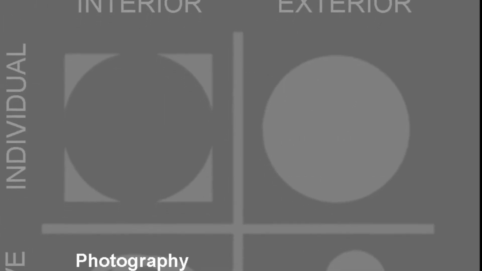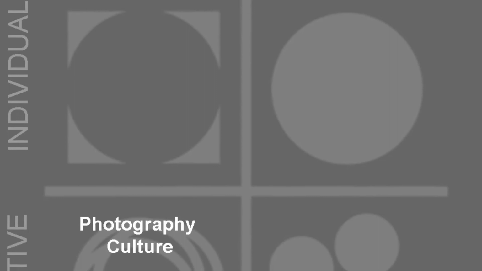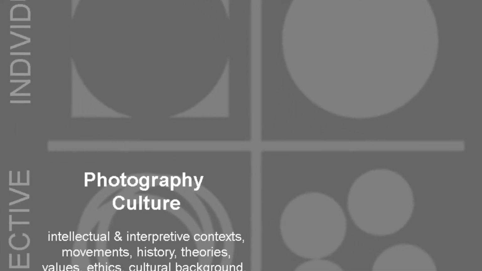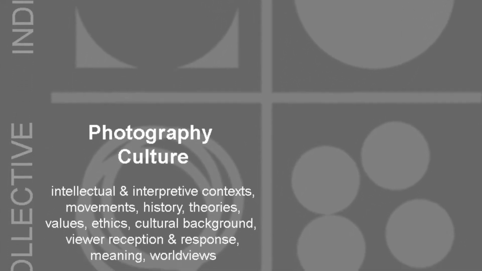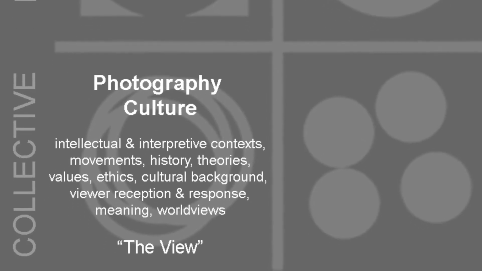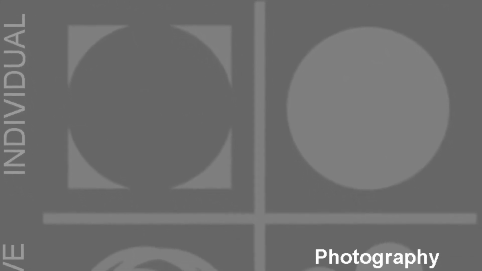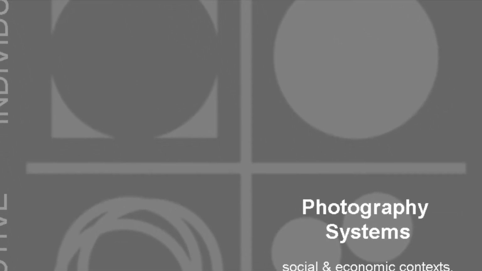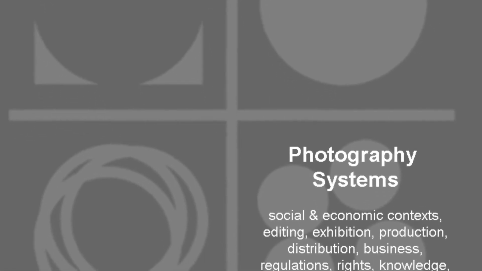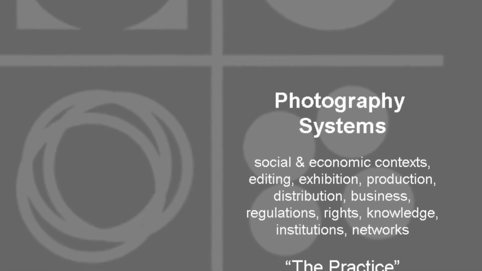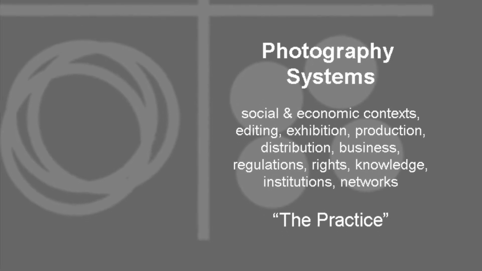In the lower left, he calls that the photographic view. There, we're looking at the cultural symbols, the communications, the stories that something is telling, the concepts, theories, and ideas. And then fourthly, the photographic practice in the lower right: the whole socioeconomic context of production, exhibitions, displays, how things get out there into the world, and so forth.